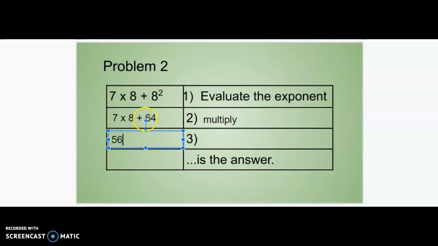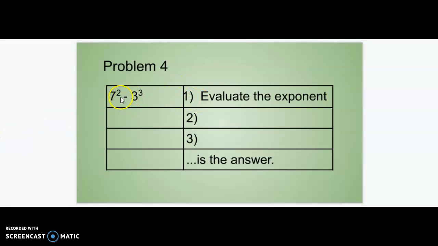Do you notice how I'm typing in all of these boxes? The work and what I'm doing. 56 plus 64. Our last step is to add. Exponents, multiply and add are how we solve this. If you need to do this on another sheet of paper, feel free to do so. But 56 plus 64 is 120. Please note that these problems are not the exact same thing that are on the assignment. These are the problems that we did Wednesday during class. I'm skipping problem number 3.